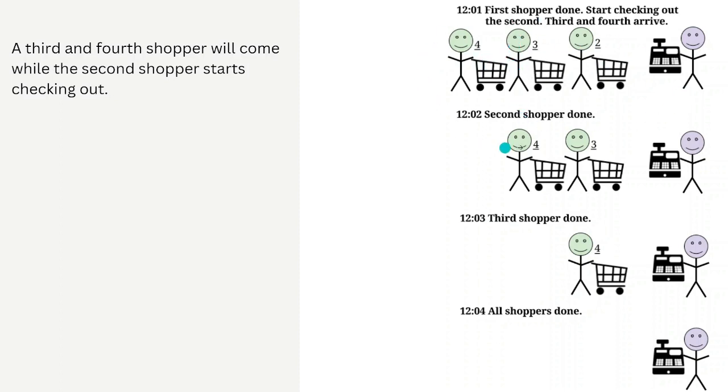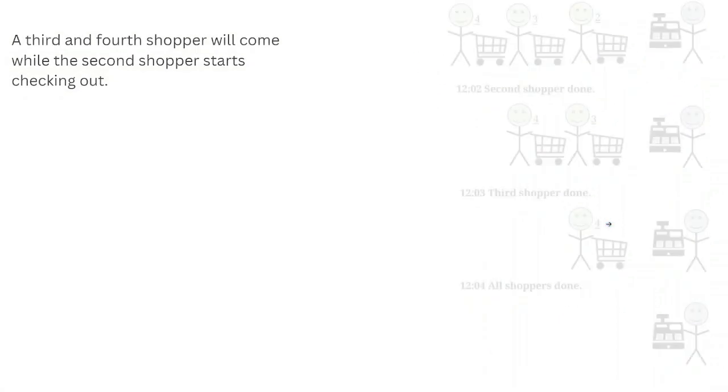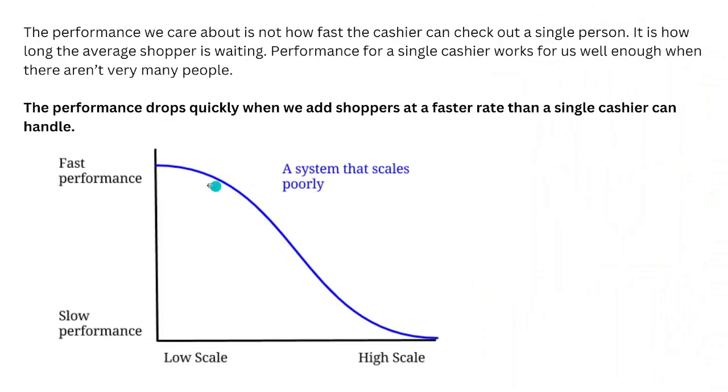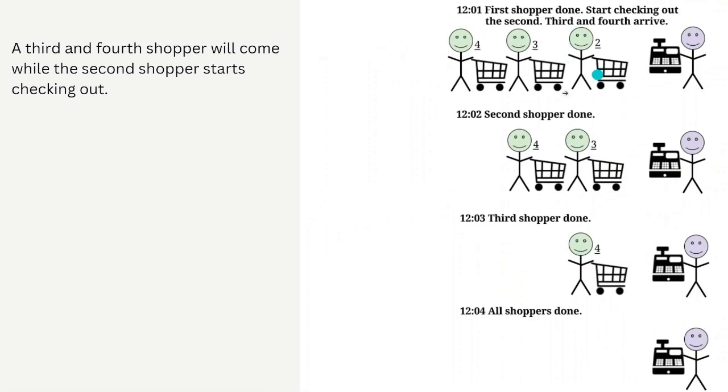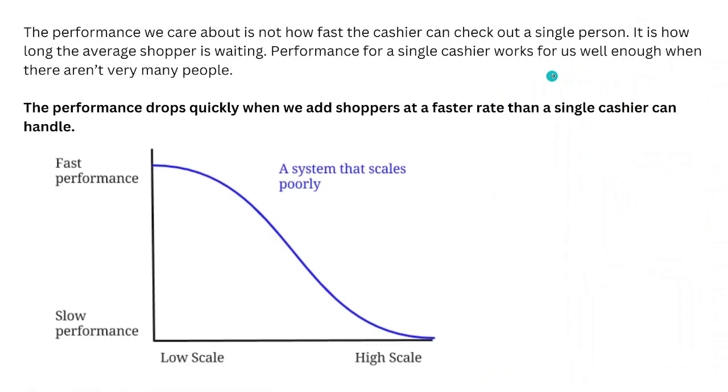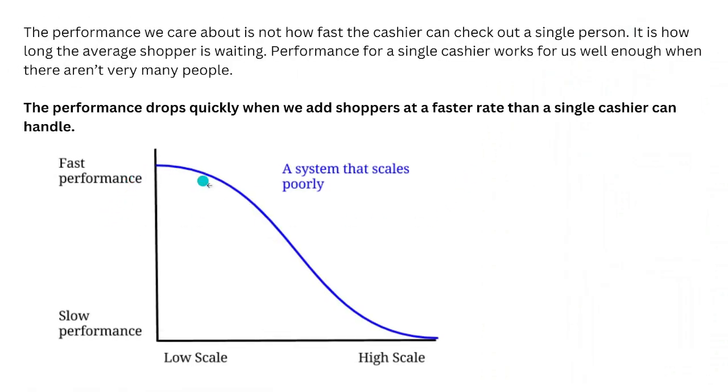So total time for this system is 1, 2 and 3. So 1 plus 2, 3, 3 plus 3, 6. So 6 minutes. So this total waiting time will be 6 minutes. So if you observe one thing, here in this case it was 1 minute, then it became 1.5 minutes. Now in this case, total is 6 divided by 3, so it became 2 minutes. As we are increasing the number of customers, our graph is going down.